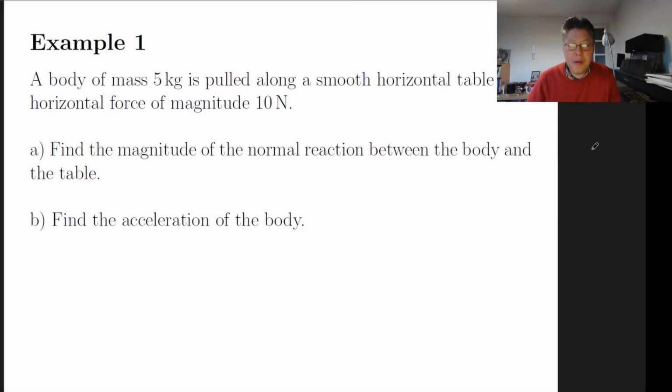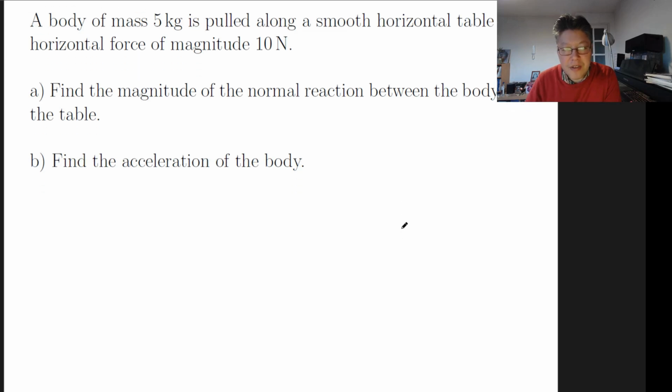So example 1, there's a body of mass 5 kilograms pulled along a smooth horizontal table by a horizontal force of magnitude 10 newtons. And we need to find the normal reaction and the acceleration. So we'll draw the standard picture first.